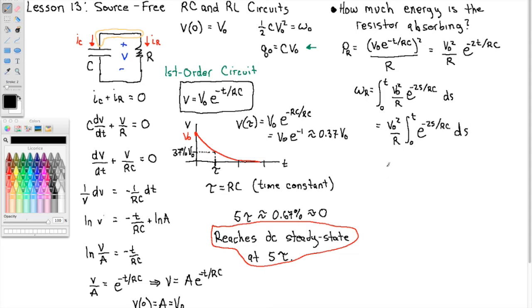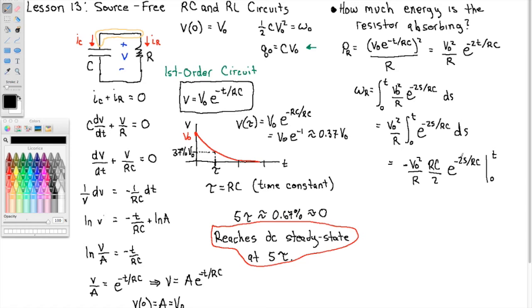And so I have this. So I need to integrate that guy, and the integral of that is negative RC over 2, right, e to the minus 2s over RC from 0 to t. And if you want to check, you can work backwards. You take the derivative of this thing, and you should get back the integrand.